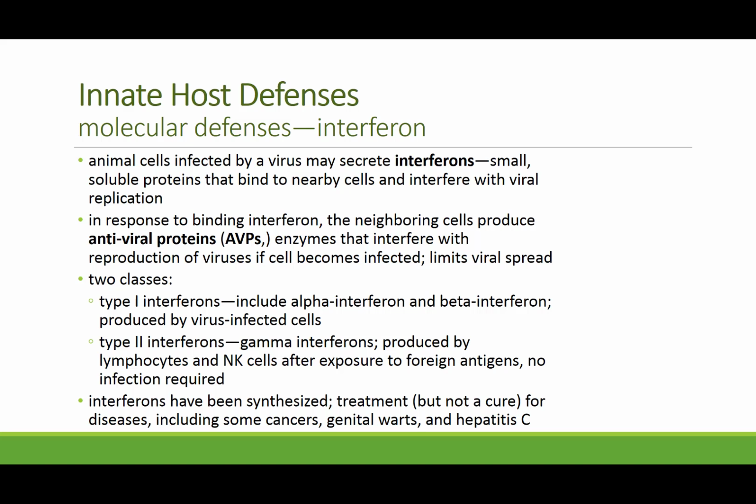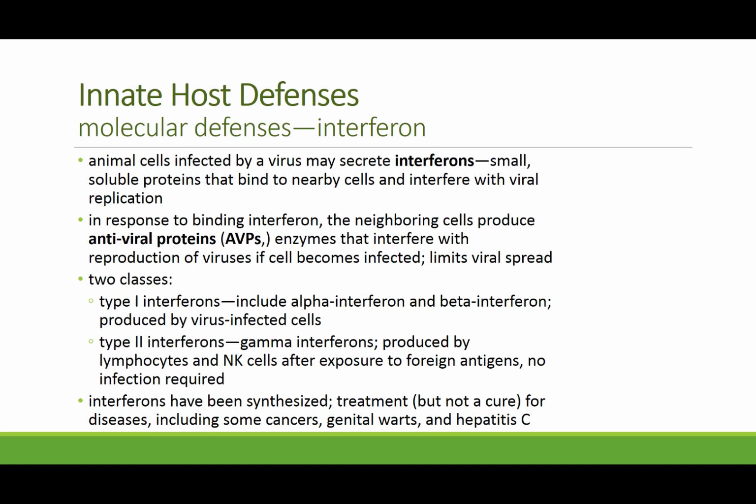So should an animal cell, like a human cell, become infected with a virus, it may produce these molecules that have been named interferons. They're just small proteins that bind to a nearby cell and then interfere with the ability of the virus to replicate in that cell. So when a neighboring cell binds that interferon, it produces a class of proteins that are called AVPs, or antiviral proteins.